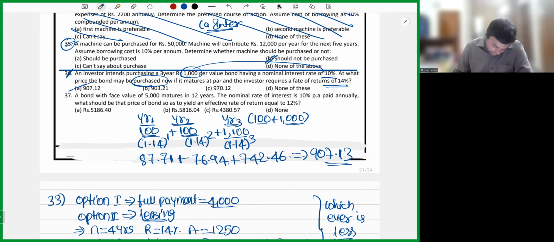If you wish, you can try 37. He's selling a bond with a face value of 5,000, matures in 12 years. The rate of interest is 10% paid annually. What should be the price of the bond so as to yield an effective rate of 12%? In the denominator, it will be 12. In the numerator, it will be 10. 5,000 into 10%, 50 for the next 12 years.